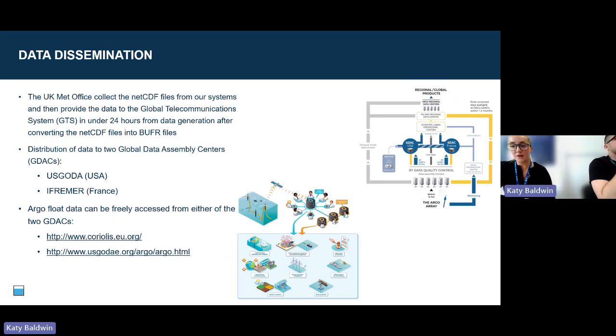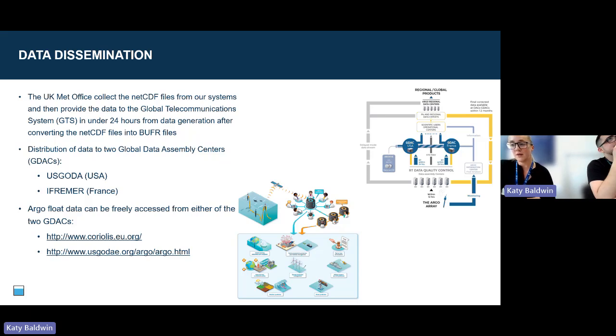So then where does the data go once it's gone through our system? The UK Met Office collect the NetCDF files from our systems, and they provide the data to the GTS in under 24 hours from data generation. The Met Office convert the NetCDF files into BUFR files, and this is what they supply to the GTS. And the data then further reach operational ocean and climate forecast and analysis centres via the GTS.